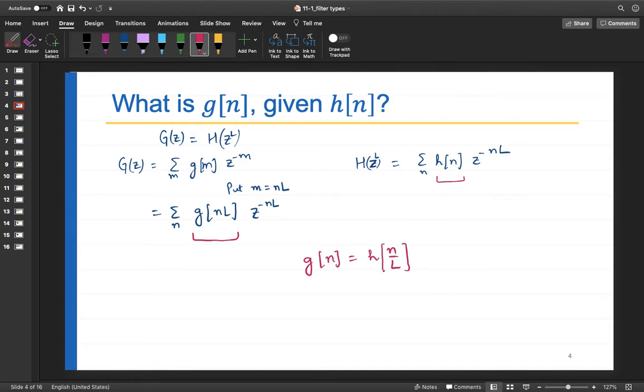Equivalently, g[n] is equal to h[n upon L]. And you know that your L is an integer and your small n means this value will be 0 if n upon L is not an integer, and this will be non-zero only when it is an integer.